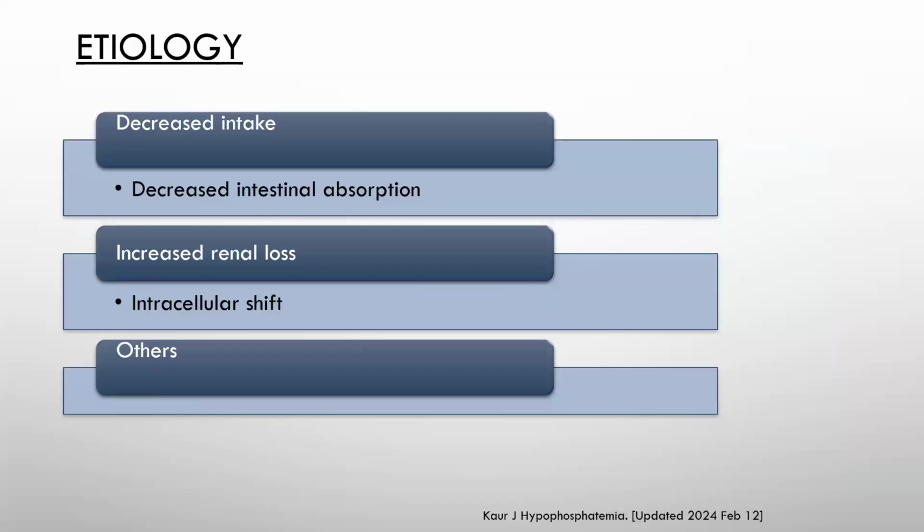It's mainly because of decreased intake, because of malnutrition, alcoholism, starvation, and decreased intestinal absorption in case of malabsorption, vitamin D deficiencies, chronic diarrhea, increased renal losses because of renal tubular defects or usage of diuretics, intracellular shift because of the refeeding syndrome, insulin therapy, and other causes like burns, sepsis, etc.